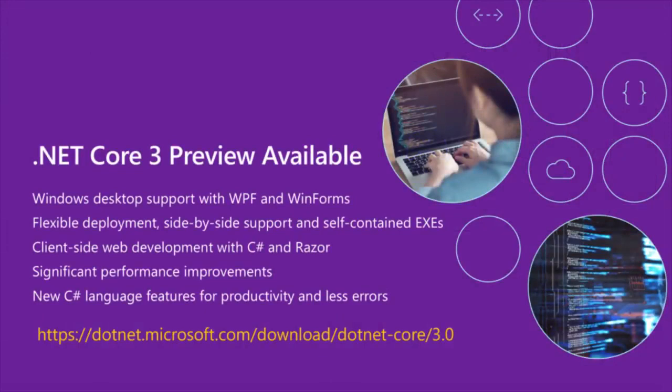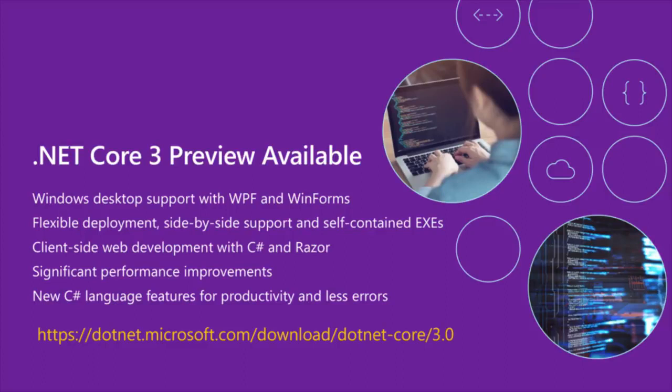We have a preview available now that runs on Visual Studio 2019. .NET Core 3 adds the ability to build WinForm WPF applications on .NET Core. It gives the desktop developer flexible deployment, side-by-side, single exe. For web, we have a whole bunch of new technologies around building client applications, using Razor Components, using gRPC, and much more. We have significant performance improvements.